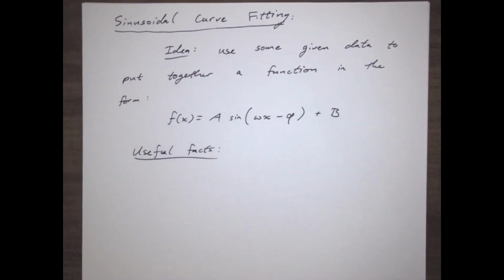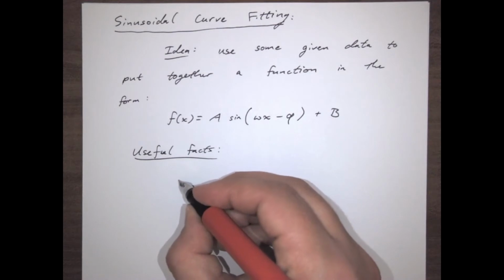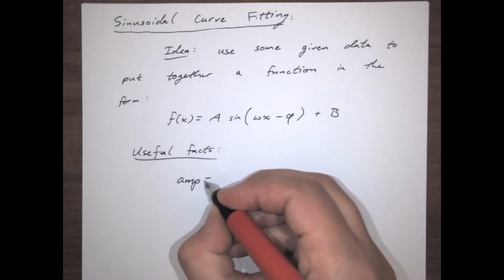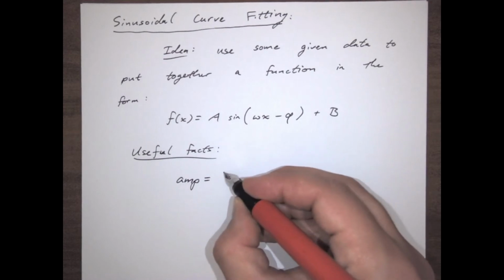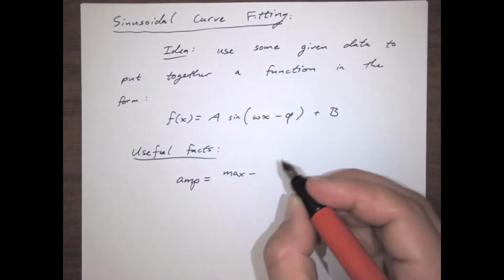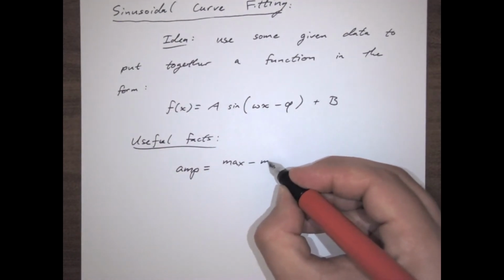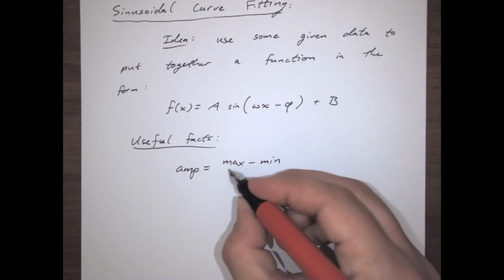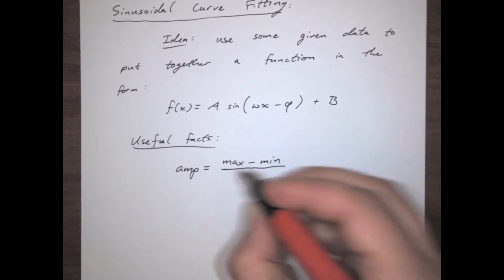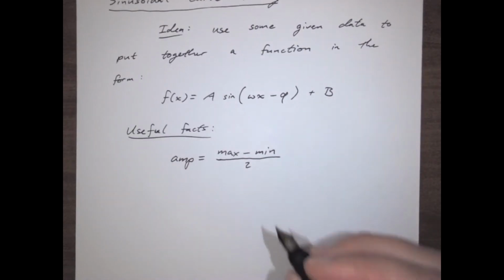Useful facts. All right, so first off, if we want the amplitude, well, one way of doing it is max minus the midline, but we're not going to always be given the midline here. So maybe we'll be given the max and the min. So max minus min gives you the width all the way from the top to the bottom. Divide that by 2, and that'll be the amplitude. So that's a useful fact.